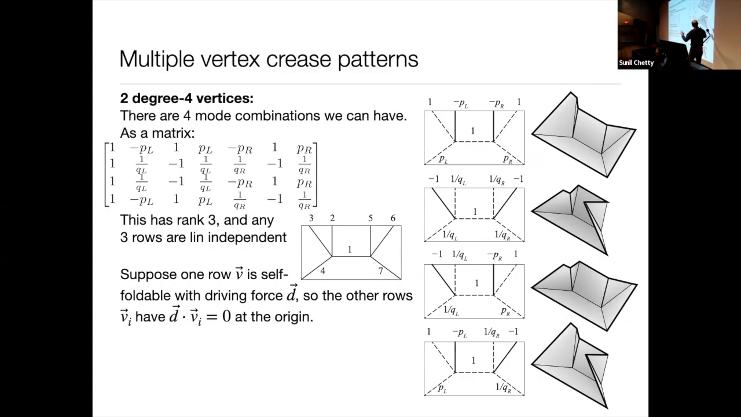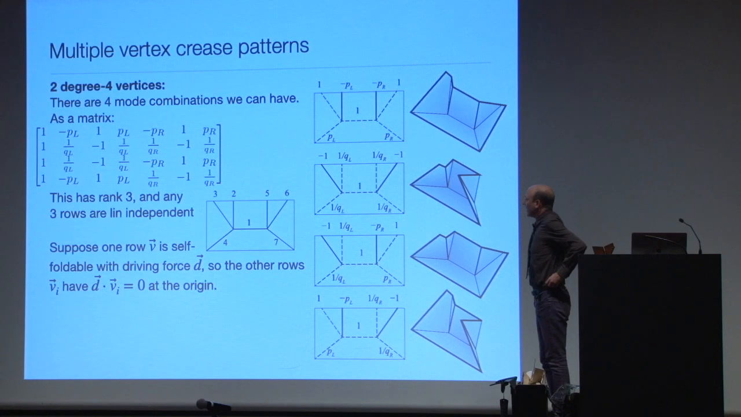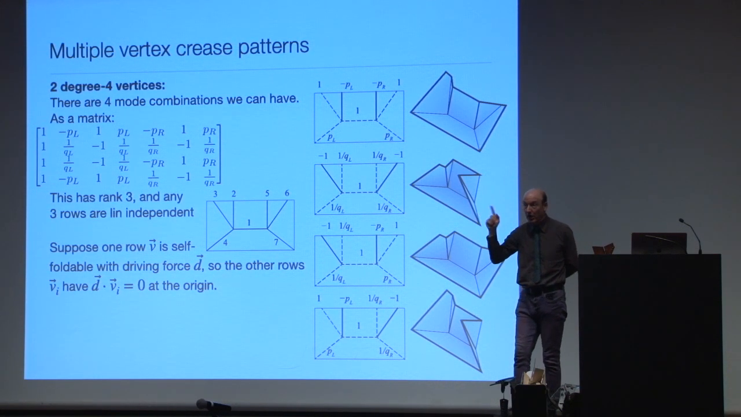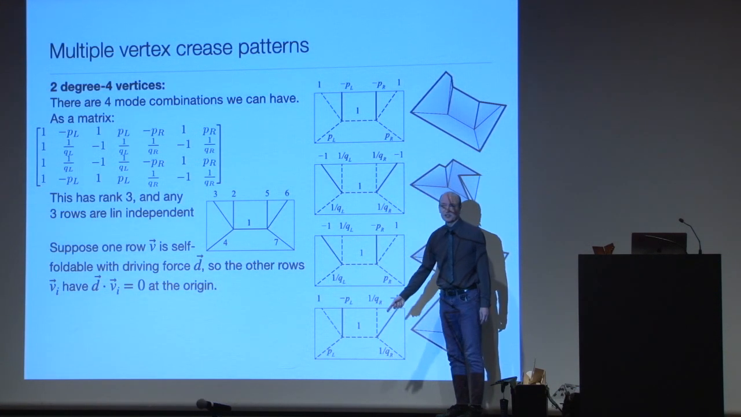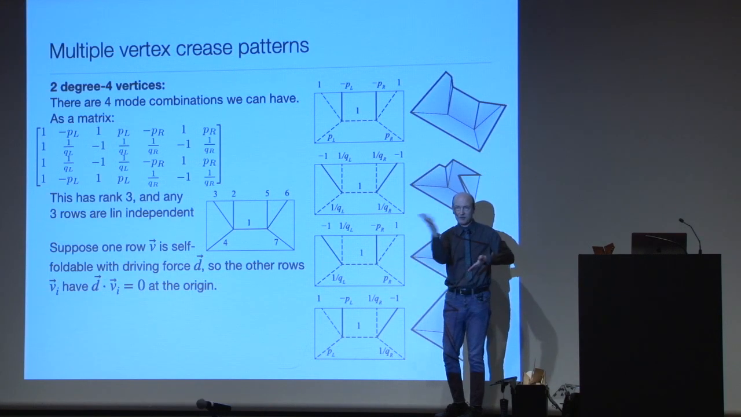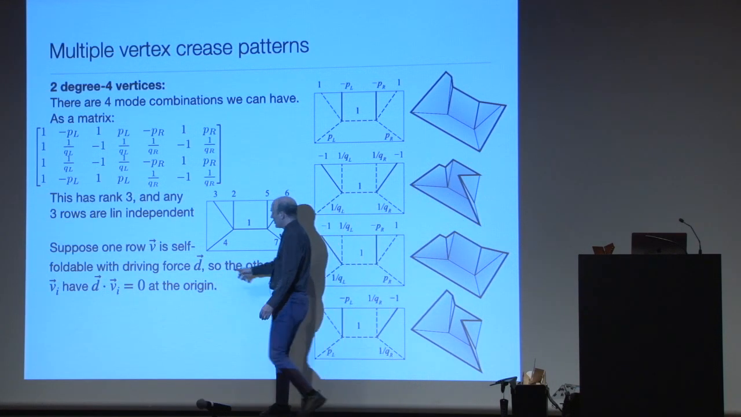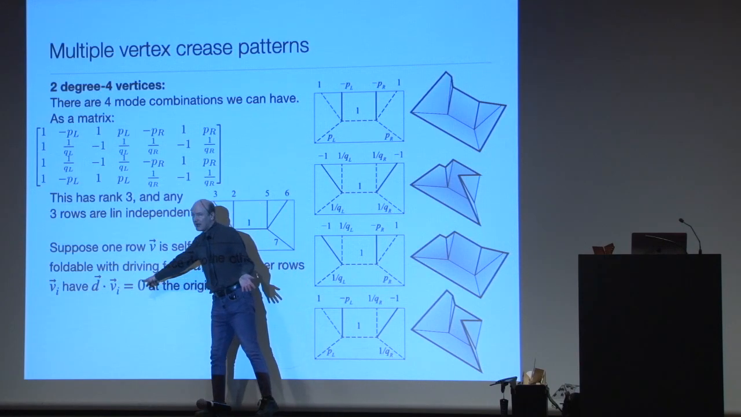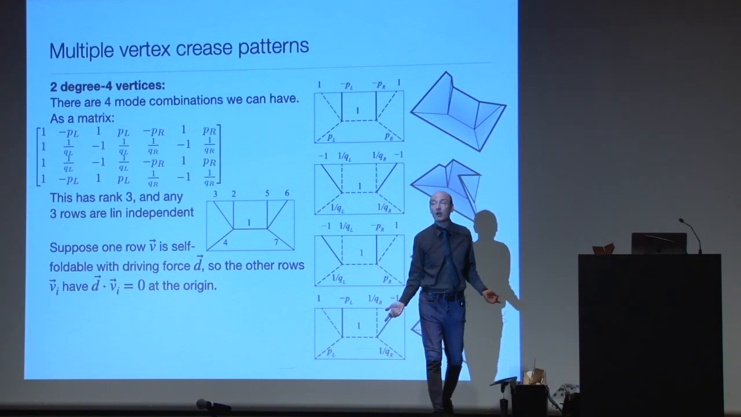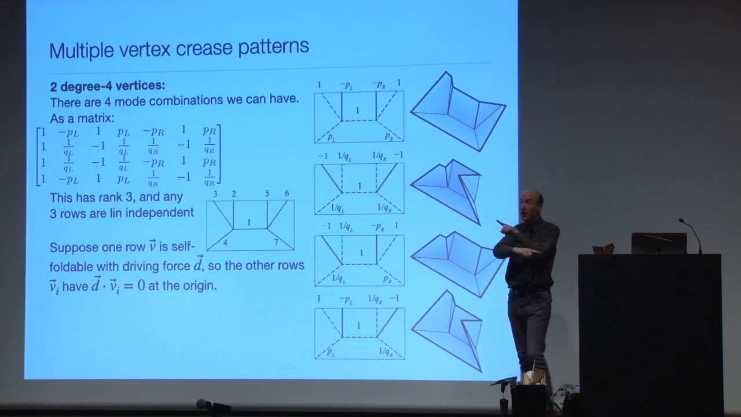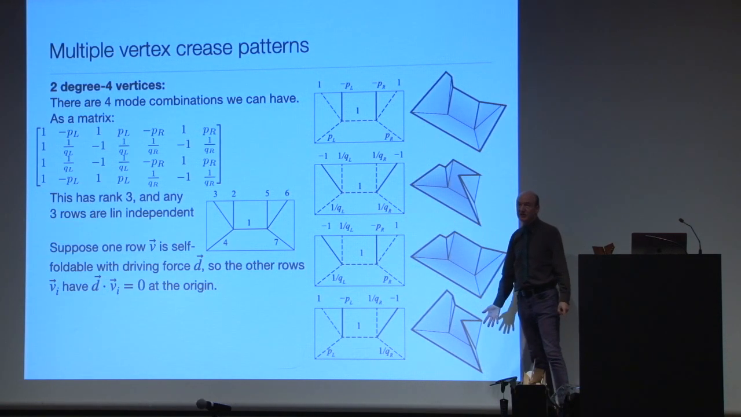What if I could find some springs to put on the hinges to make it always fold, say, to that top one? Suppose I could do that. Well, then that means that whatever driving force gives me that mode 1 curve must avoid these other 3 curves in the configuration space. So whatever driving force that is, I must be able to dot product with the other rows of this matrix and get 0. That way, at the origin, it's avoiding all these other 3 ways it could fold.